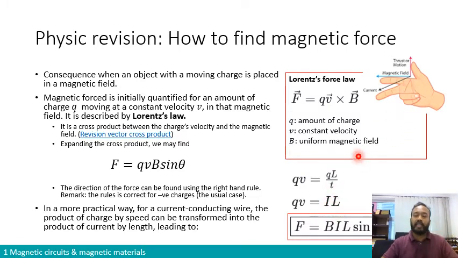So if you have a length of conductor like this, and a current I circulating through it, you multiply that current I by its length. IL replaces QV, so we have BIL sine theta. I'm sorry, you cannot see theta over here. So the force equals the intensity of the magnetic field multiplied by the current, multiplied by the length of the conductor carrying the current, multiplied by the sine of the angle between the magnetic field and the current. That gives the force on a conductor carrying current inside magnetic field B.